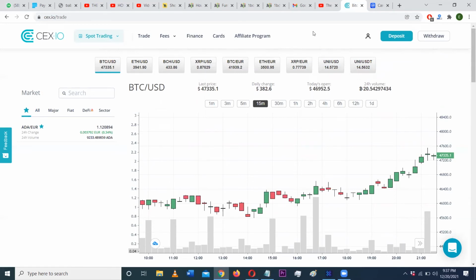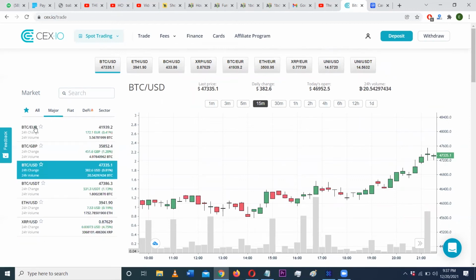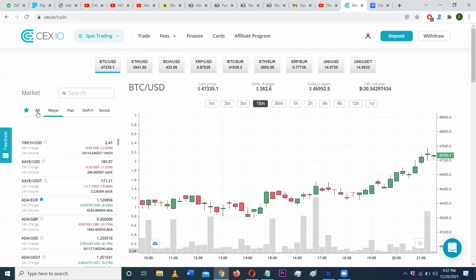So now, okay, to the left hand side. So you see market. If you want to buy a particular coin, you can search for it over here. Or you can go by all, by fiat, or by major. So these are the major coins. These are the major trading pairs, but I'm just going by all.